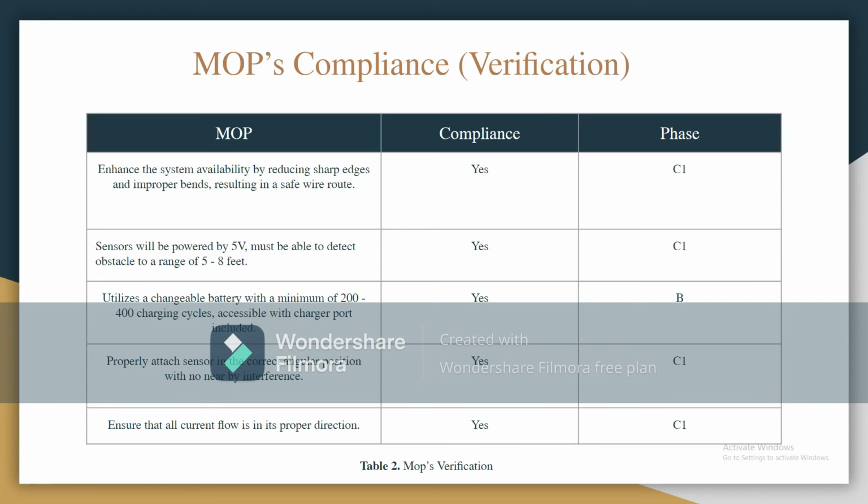The same as the first MOP, my partner Gustavo was working on the handle on the housing case, and once I sent him how our electrical circuit was going to be, he decided where we're going to put the ultrasonic sensor, which is kind of vertical on the housing, and it has its proper fitting with no nearby interference. And for the last MOP, we shall ensure that all current flow is in its proper direction. And yes, we did comply and we verified it on C1s. As you saw in the video, we have its proper current flow.